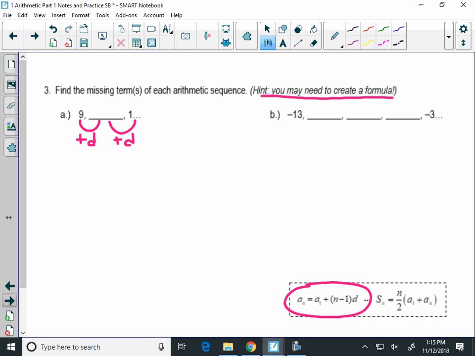So I'm going to create a little formula. I'm going to say if I take 9 plus how many common differences? 2 common differences. That gets me to 1.